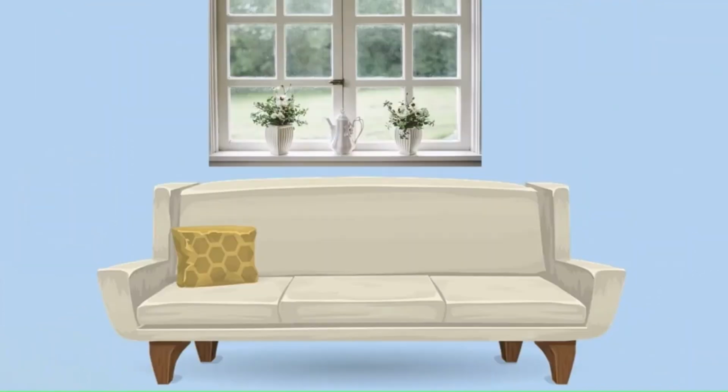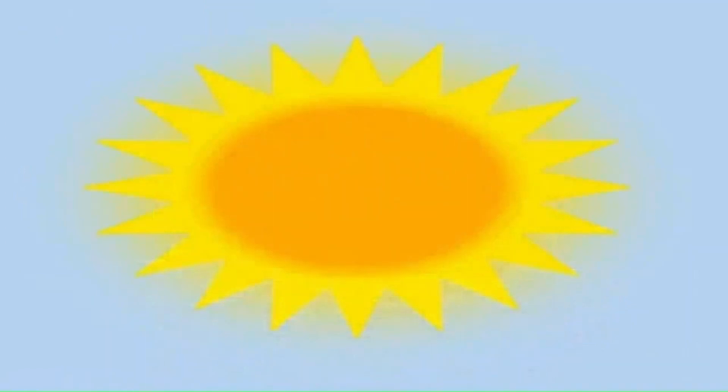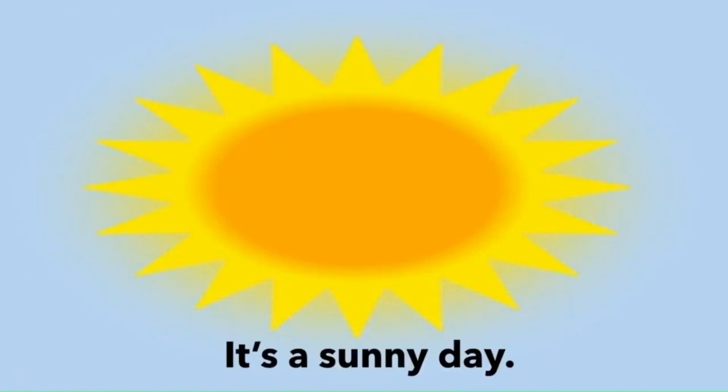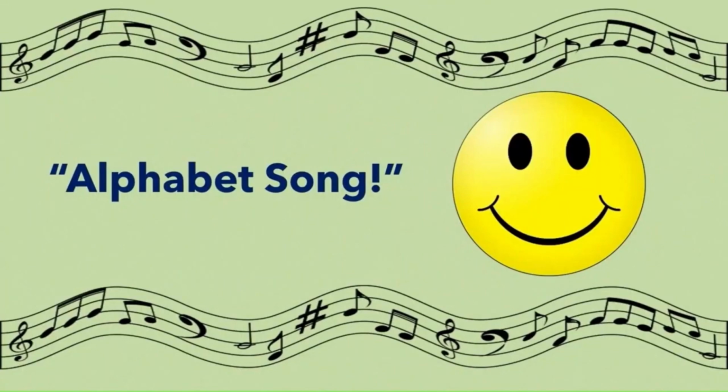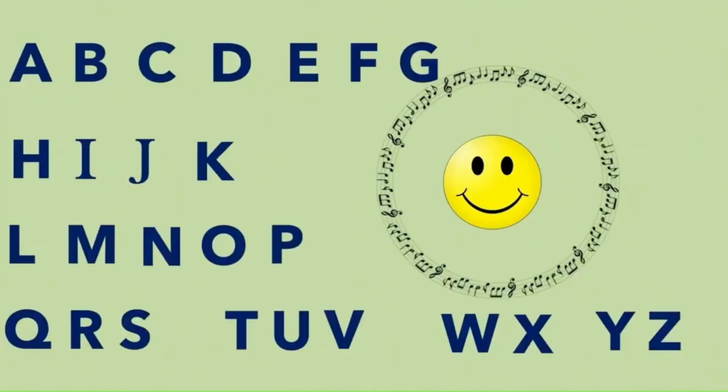Look out of your window and see what the weather is like where you are. When I look out of my window, this is what I see. It's a sunny day. And now we're going to sing the alphabet song, first with the uppercase letters, then with the lowercase letters.